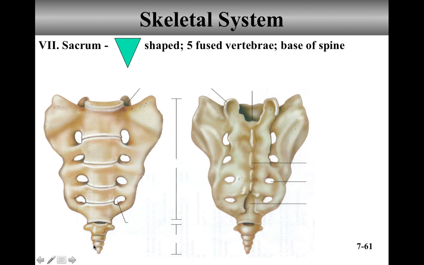And then down here is this little teeny tiny coccyx, which should be four. 1, 2, 3, 4. 4 teeny tiny fused vertebrae.